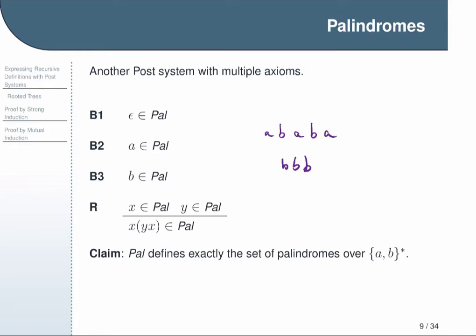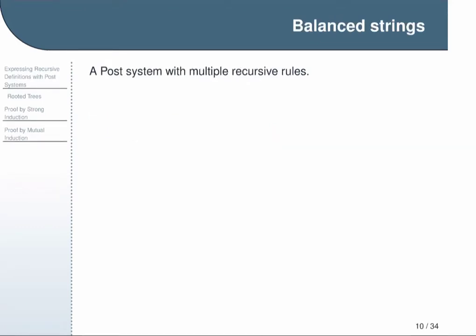So far, all of our systems have had only one inference rule that isn't an axiom, and so we'll look at some that have more than one rule, a system with multiple recursive rules. We start with an axiom where the empty string is in our set X, and then our first rule is that if X is in our set, then the string 1 concatenated with X concatenated with 0 is in the set. And the second rule is, again, if X is in the set, then 0 concatenated with X concatenated with 1 is in the set.